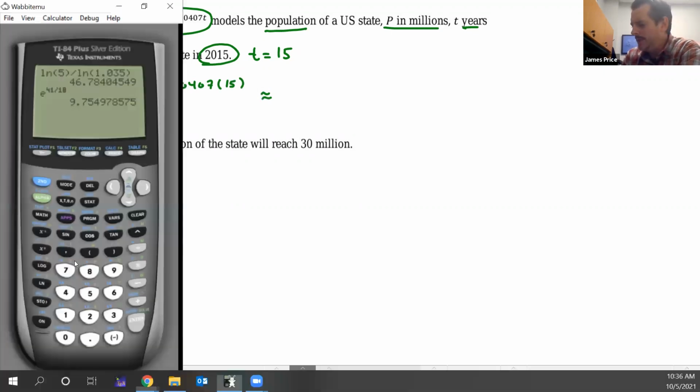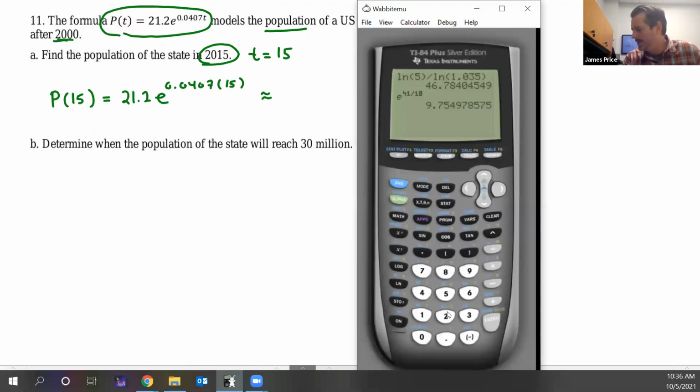And so on this one, what do I have? So let me move this over so I can see it. And so I have 21.2, so 21.2. And then I'll hit second ln to get the e to the 0.0407. And then I'll put a times 15 up there and hit enter. And it says about 39.03, blah, blah, blah, people.